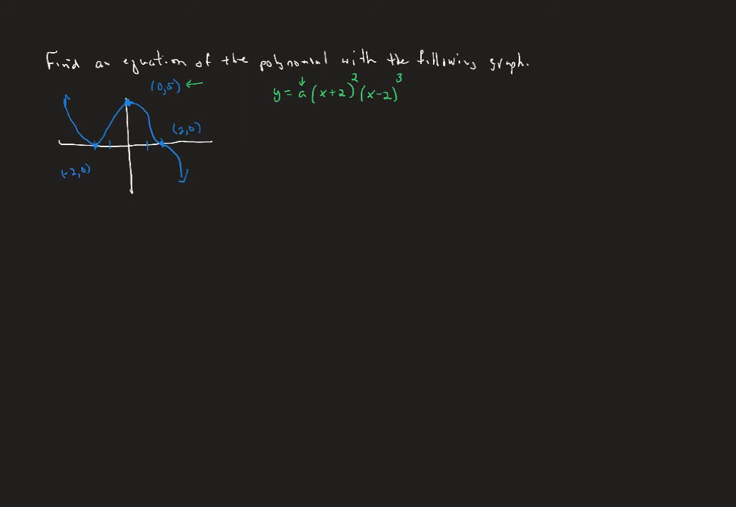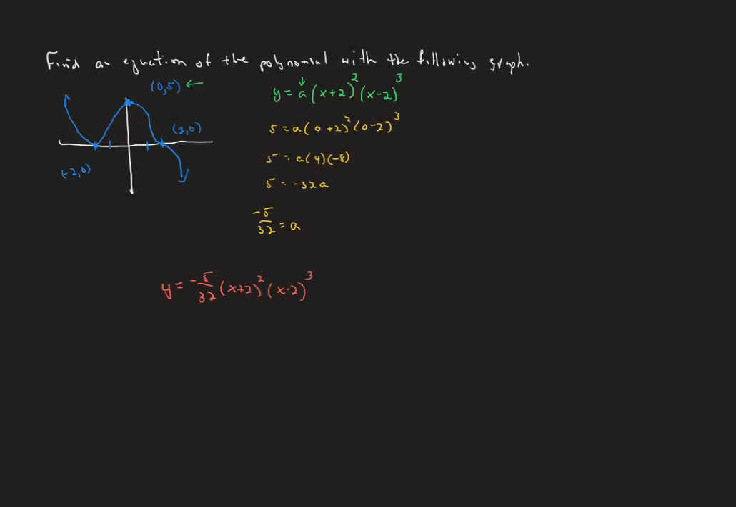Now we're going to use the point (0, 5) and find out what that a is. So now we can plug in 0 for x everywhere we see it. And now if we do the work for this, we're going to get 2 squared is 4, negative 2 cubed is negative 8, so we're going to get negative 32a is equal to 5, so that's going to make a negative 5/32, and that's going to make our actual equation, or at the end of the day, the final equation is going to be negative 5 over 32 times the x plus 2 squared and the x minus 2 cubed.